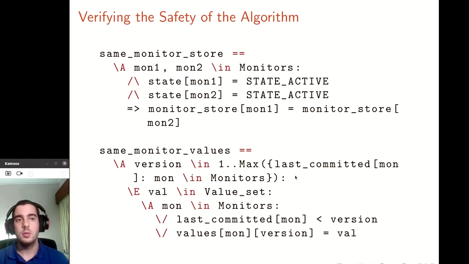The other safety property is this one below that states that for each slot, so the version will be the slot, there is a value where all monitors that have committed for that slot must have the same value committed. After defining these two safety properties, what I did was check the specification to see if I could find any bug, and long story short, I didn't find any.